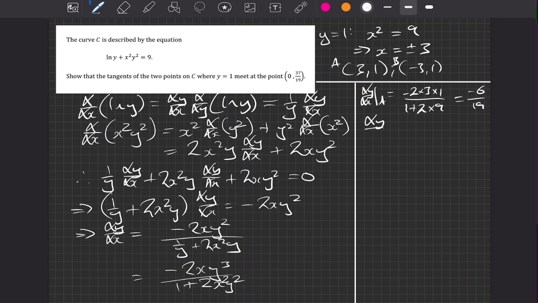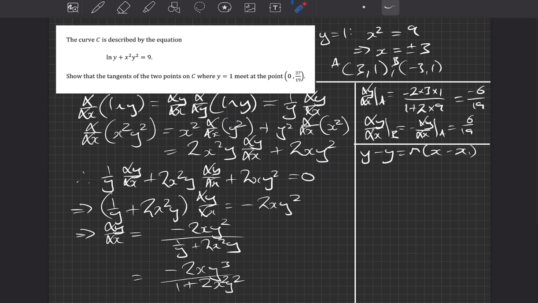So with our ideas of the negative, what we can say is for B, that's just the negative of the value at A, which is then 6 on 19. Beautiful. So now we want to use these derivatives, well, these gradients, I suppose, at these points, and find the tangents at these points, and then actually see if they do meet at this location. So we want to use y minus y1 is equal to m, where m is going to be the gradients we found in the step before.